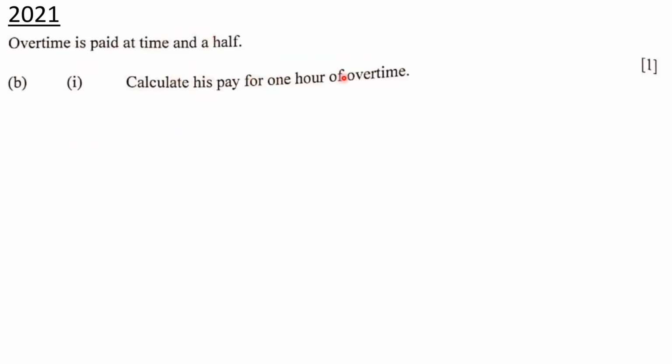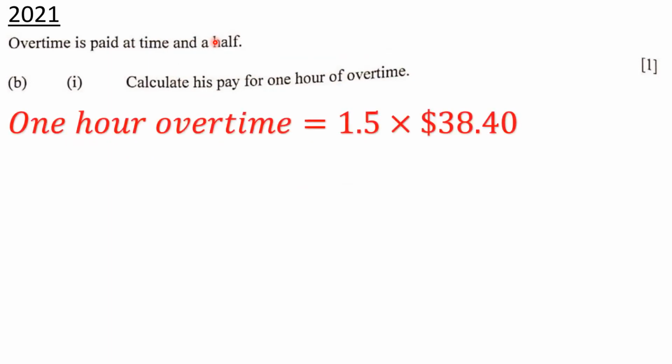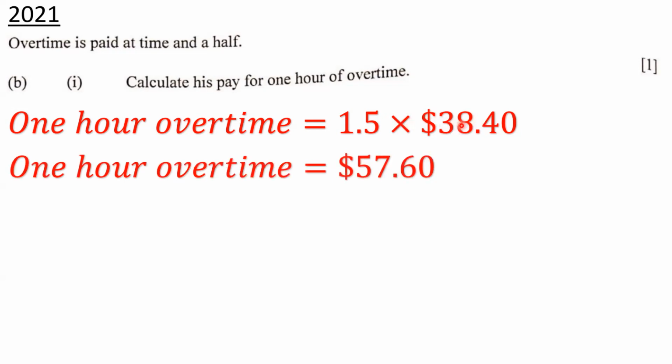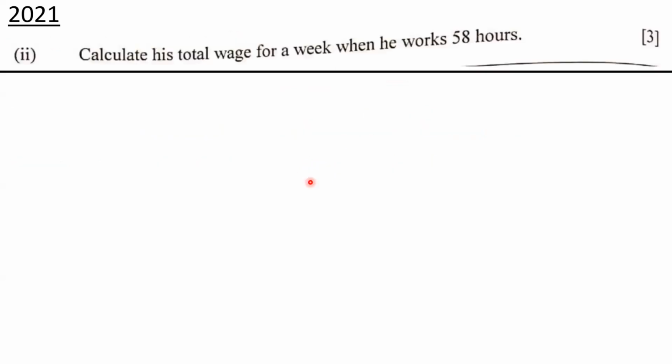The next question says that overtime is paid at time and a half. Calculate what is paid for 1 hour of overtime. Since overtime is paid at time and a half, we're going to multiply his hourly pay by 1.5. So overtime is 1.5 multiplied by the hourly pay, which is $38.40. So 1.5 times $38.40 is $57.60. That's the amount he is paid for 1 hour of overtime.